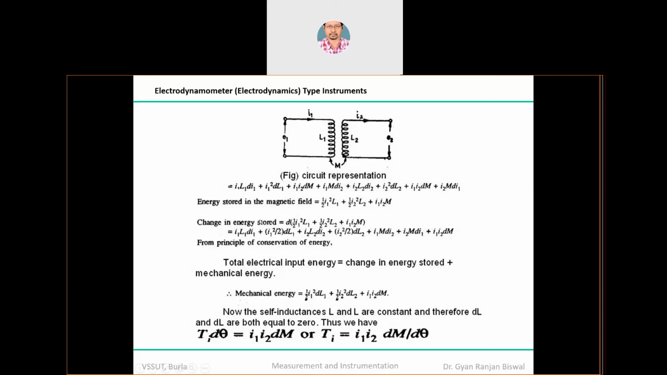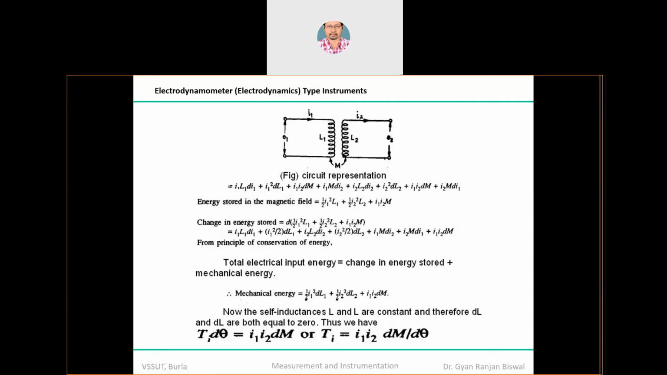Once you have the change in the amount of energy stored, and you also know the total amount of electrical input energy, which is already given, you want to calculate the mechanical energy. You know that the total electrical input energy is equal to the change in stored energy plus mechanical energy. So from here you can calculate the mechanical energy, which is the total input electrical energy minus the change in stored energy. Do this homework and finally you will get this equation, that is the mechanical energy.